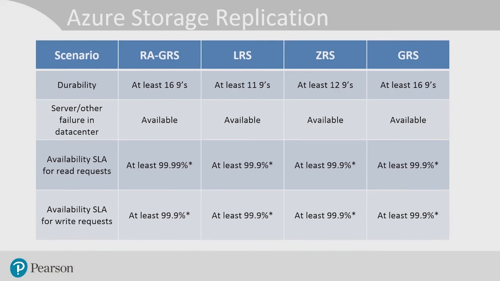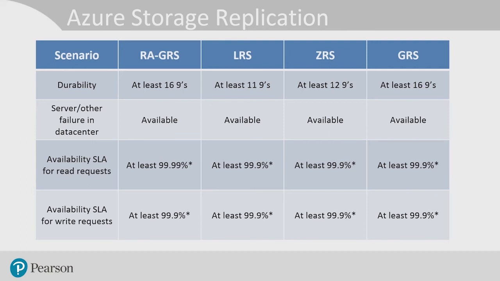What about durability? With RAGRS, we get at least 16 nines. That's basically 9 point and then 14 nines after that. With LRS, you get at least 11 nines. With ZRS, you get at least 12 nines. And with GRS, you get at least 16 nines. By the way, don't forget durability is not the same thing as availability. Durability is actually maintaining the existence of the object. Availability is your ability to access that object.